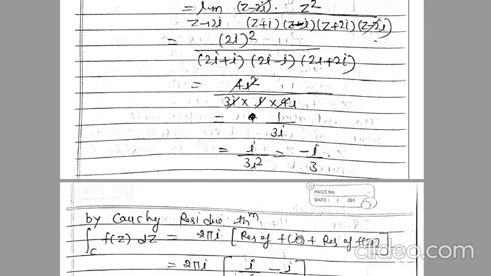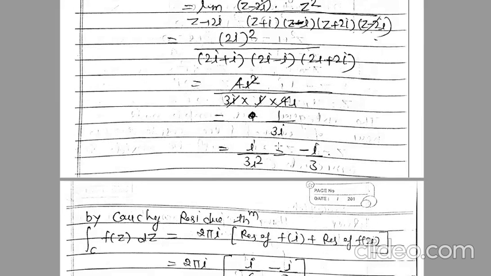So you will get limit z tends to 2i, (z minus 2i) into f(z). Z is equal to 2i, again a simple pole. So just z right here. So z square upon (z square plus 1)(z square plus 4), and z square plus 4 you will write (z plus 2i)(z minus 2i), right? So (2i) whole square upon (2i plus i)(2i minus i)(2i plus 2i). So 4i square upon 3i into i into 4i, then you will get 1 upon 3i. So you can multiply by i in the numerator and denominator, then you will get minus i upon 3.